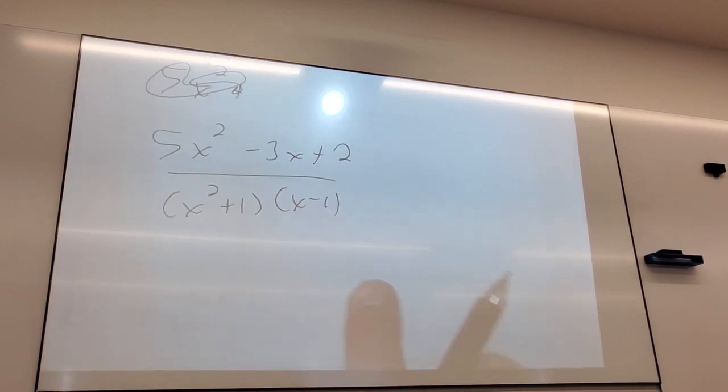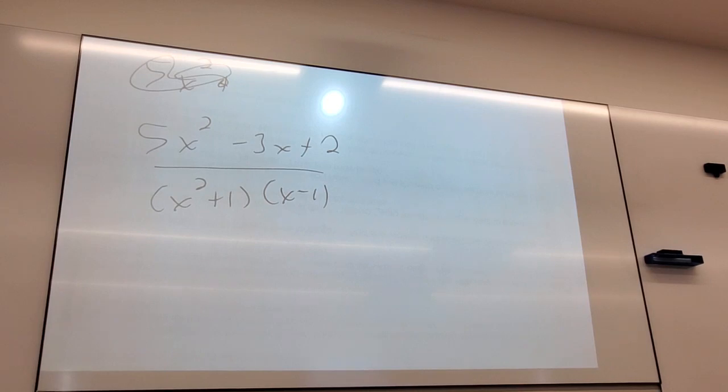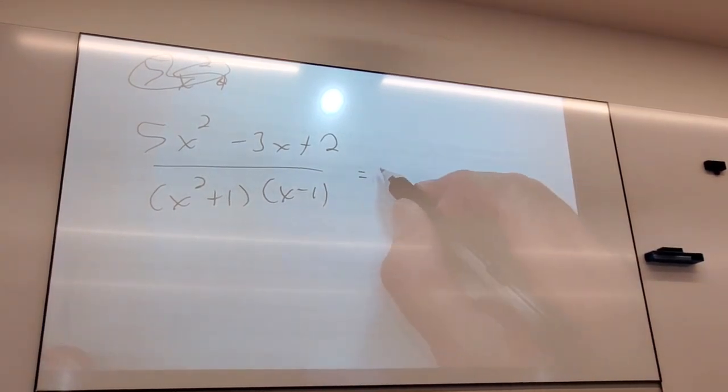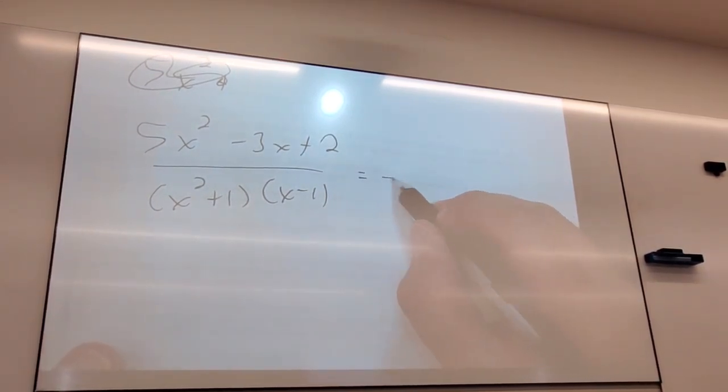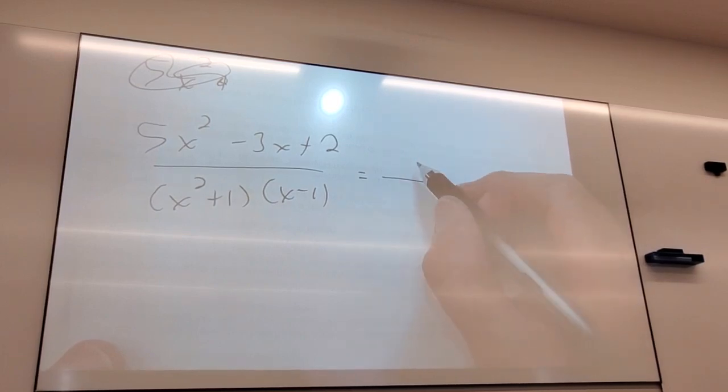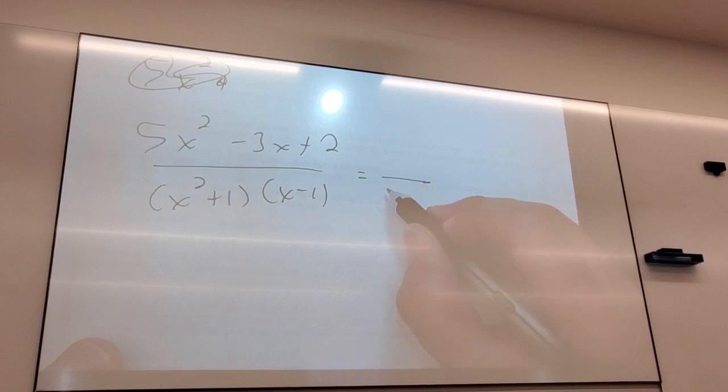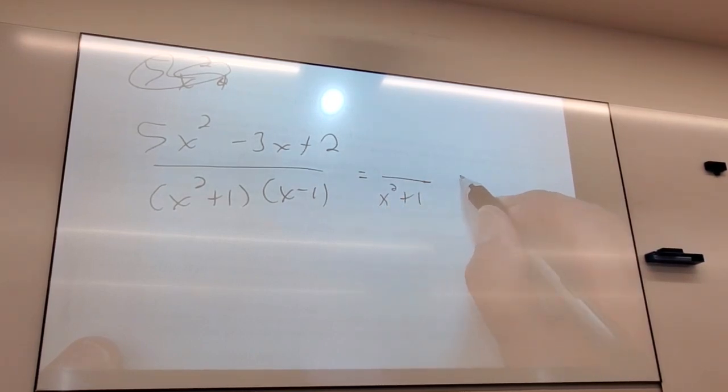Okay, so that's the problem that you're given. What would the answer look like? What's going to be on the bottoms? Let's do that first. There's x squared plus 1 on the bottom of that, and then x minus 1.